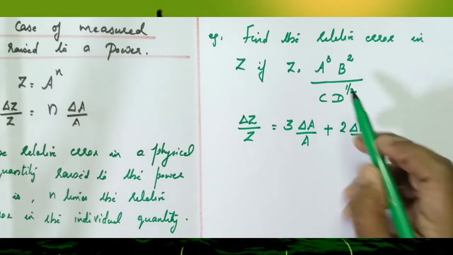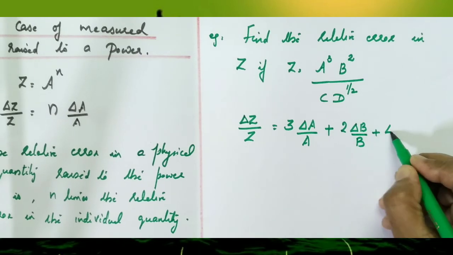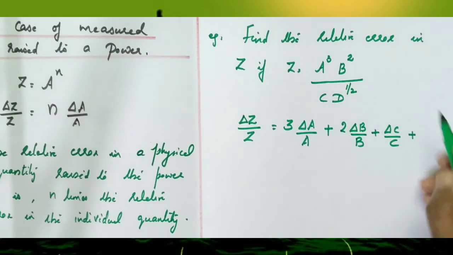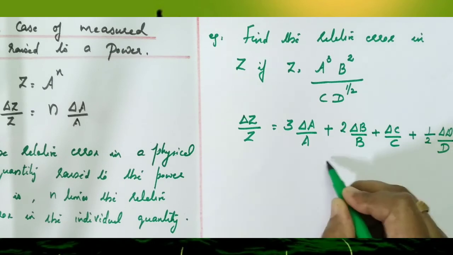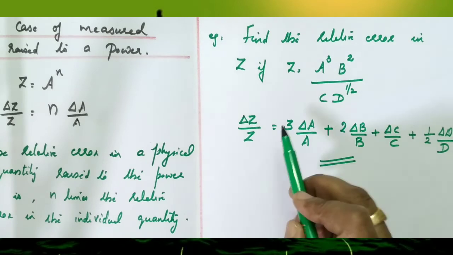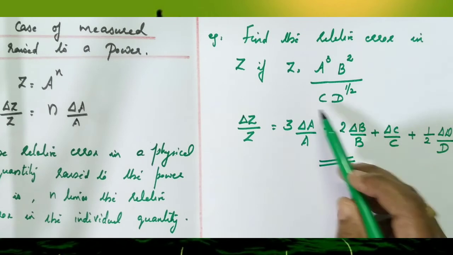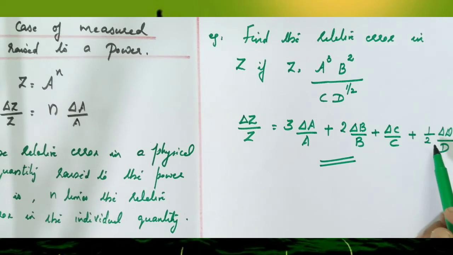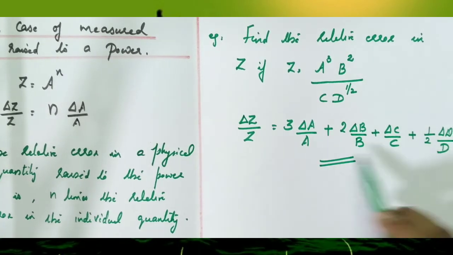Even if it is a division, we have to take the sum of relative errors, isn't it? So that is the rule. So plus delta C by C, and again plus the error in d raised to 1 by 2, that is half into delta D by D. This is the answer, the relative error in Z. So if it is a cube, 3 into delta A by A; if it is b square, 2 into delta B by B; for c, the error is delta C by C; and for d raised to 1 by 2, it is half into delta D by D. So take the relative error of all physical quantities and take the sum.